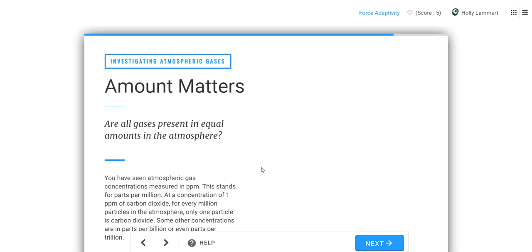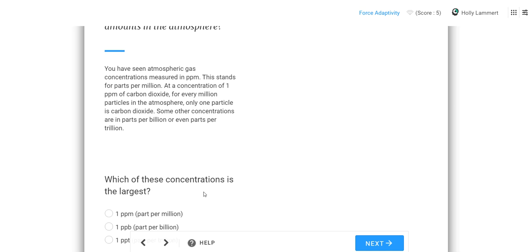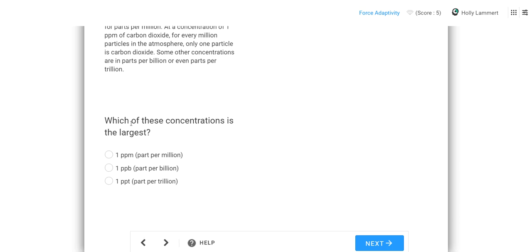Amount matters. Are all gases present in equal amounts in the atmosphere? You have seen atmospheric gas concentrations measured in parts per million, or ppm. At a concentration of 1 ppm of carbon dioxide, for every million particles in the atmosphere, only 1 particle is carbon dioxide. Some other concentrations are in parts per billion or even parts per trillion. Which of these concentrations is the largest? So if you have 1 in a million versus 1 in a billion versus 1 in a trillion, 1 in a million is the largest concentration.